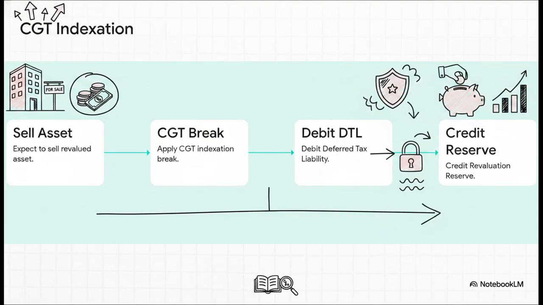And it gets even deeper. What if management actually expects to sell that revalued asset? Well, they might get a capital gains indexation tax break, which is essentially a nice little discount from the government for inflation. If that happens, the future tax you expect to pay actually drops. To account for that specific reduction in your journals, you debit a deferred tax liability to shrink it down, and you credit the revaluation reserve. Basically, the intended method of recovery, whether you are using the asset or selling it, fundamentally changes your tax base.